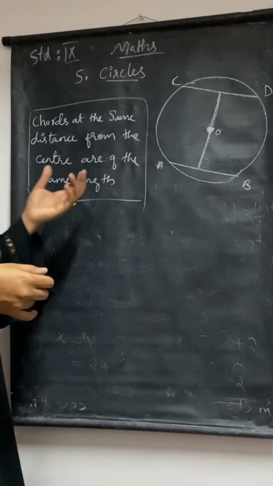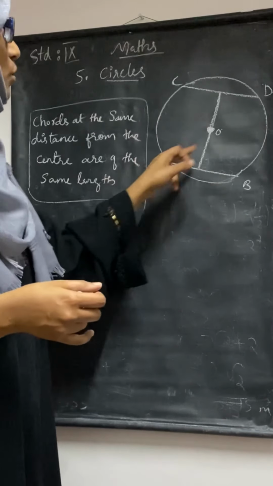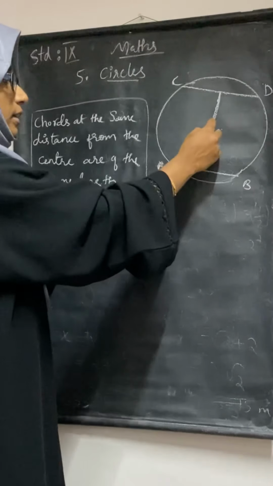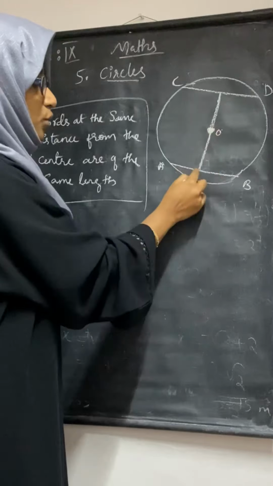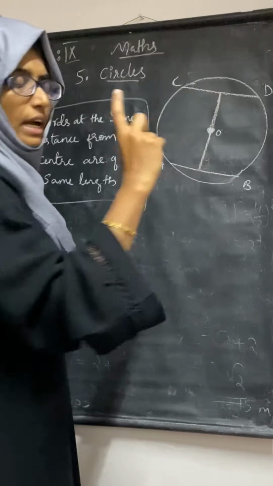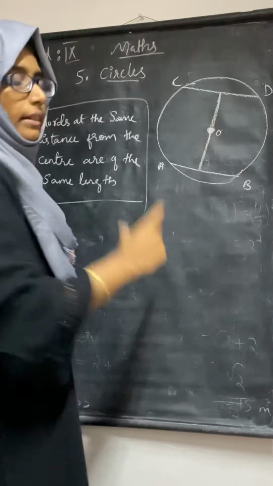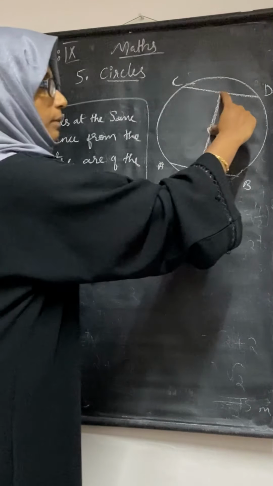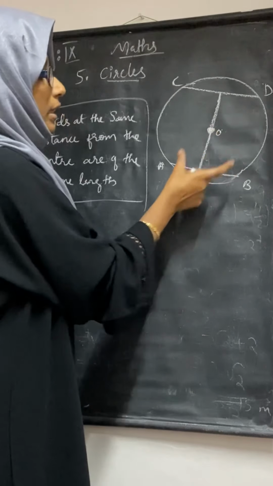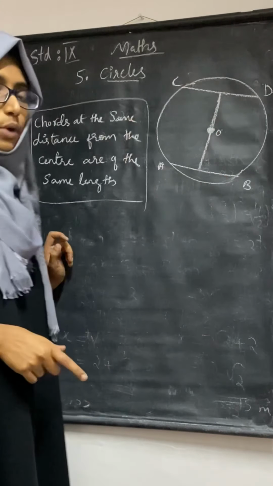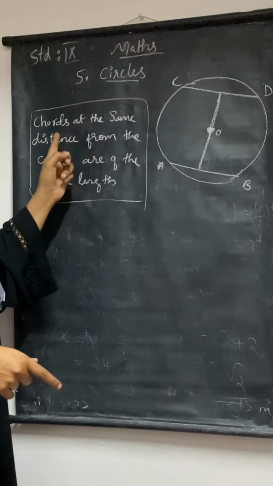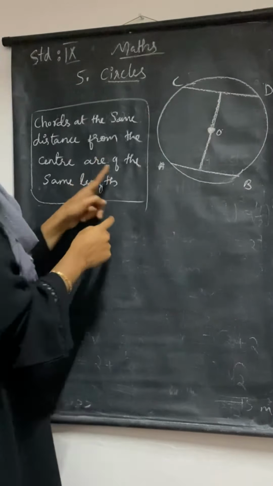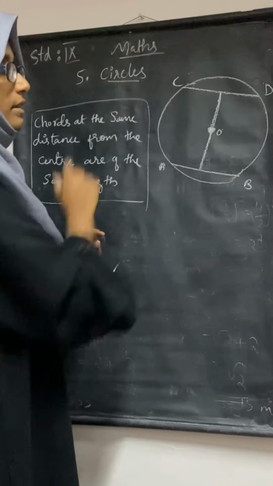Okay, next concept: you can see here a circle and two chords. From the center, the distances to the chords, if these distances are equal, then we can say one thing: the lengths of these two chords are also equal. That is the thing given here. Chords at the same distance from the center are of the same length. That means AB and CD will be equal.